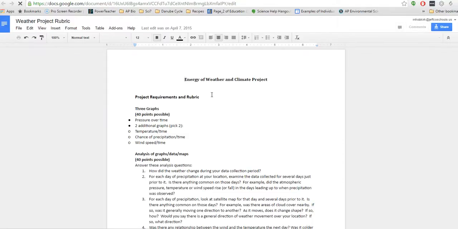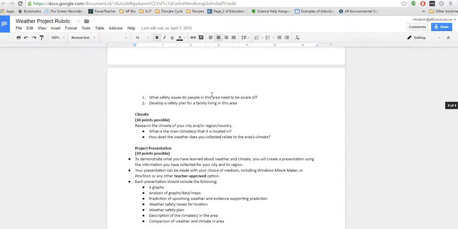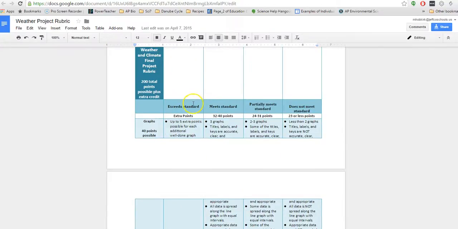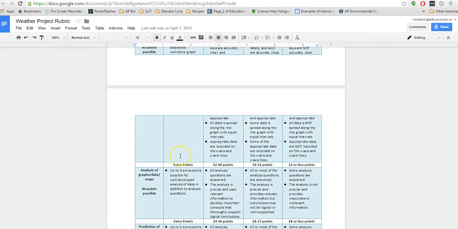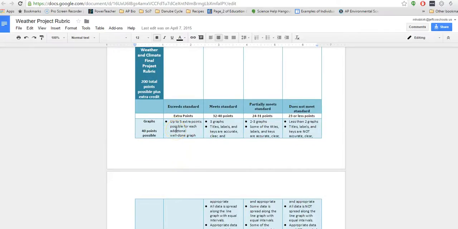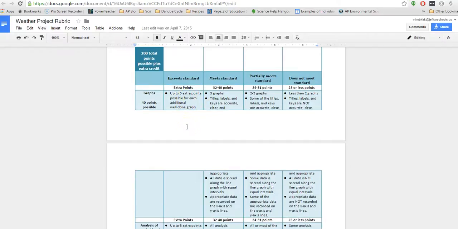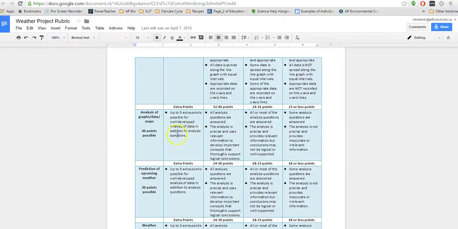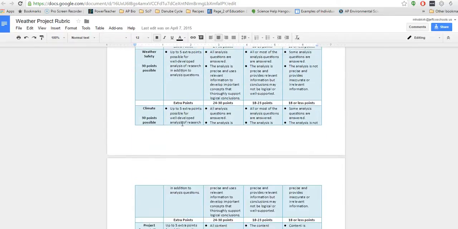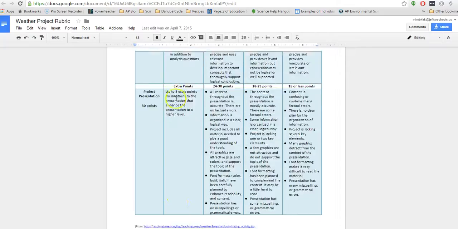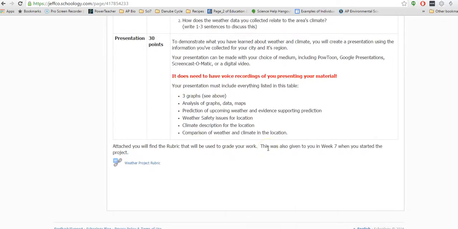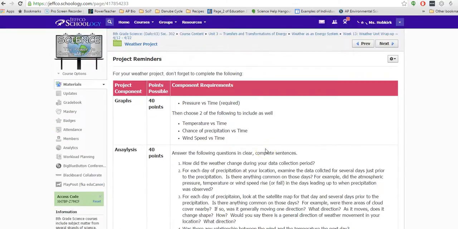Also, there's a link here to a rubric that you could print out if you need to. And if you look at this, there are also places on this rubric where you can get extra points. For example, on the graph, you're required to do 3 graphs, but if you did 4, you could get some extra points. On the analysis, there are some extra points you could get. On everything, there are extra points you can get. So whether or not you pursue those is up to you. So I'm going to cut this video short so I don't go on too long, but this is what you need to have on your project.